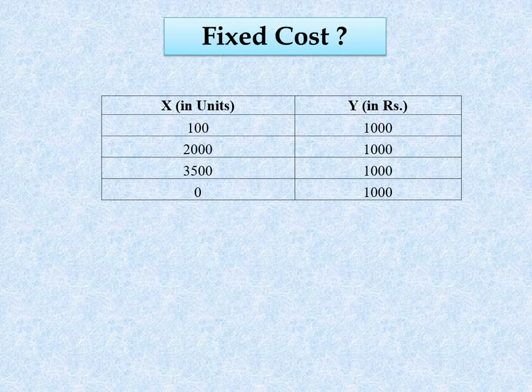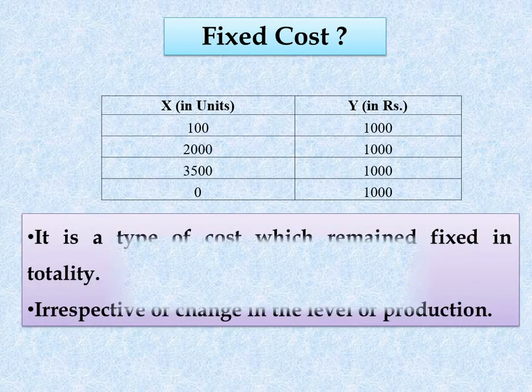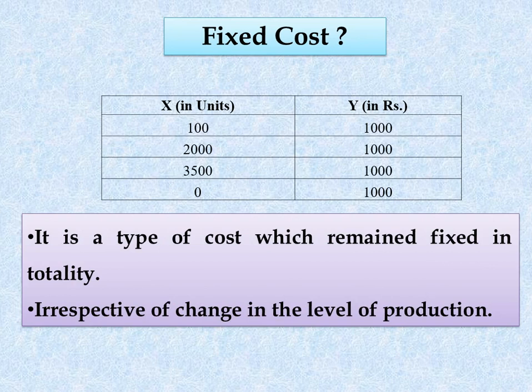No, it may change because of a government rule change, or the landowner might change the rules and regulations for paying the rent, etc. Many other factors we need to take into consideration. But fixed cost will never ever change due to a change in the level of production. It has no relation with the level of production. That we need to remember in our mind. So it is a kind of cost which remains fixed in totality, irrespective of change in the level of production. This is one of the basic features of fixed cost.